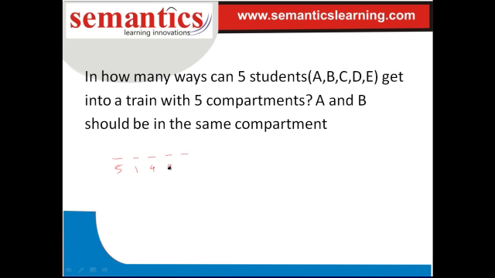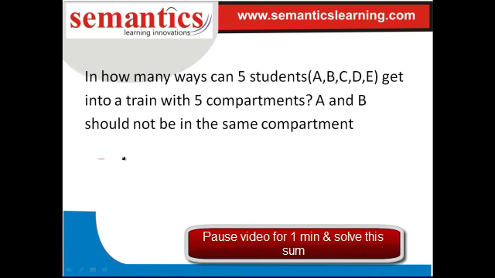Now here there are two conditions. One is, let's say nobody else gets into any other compartment. If that's the case, then the third guy gets into any of the 4 ways, the next guy gets into 3 ways, the next guy gets into 2 ways. Or if everyone can be in the same compartment, then it would be 5 into 1 into 5 into 5 into 5. So there are two conditions out here. Now you try out the sum. Pause the video for 1 minute and try it out.